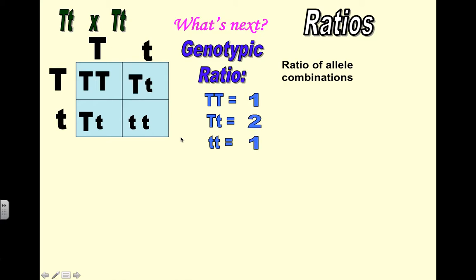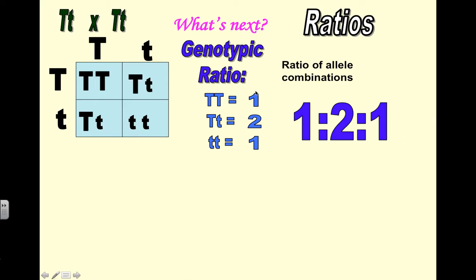So I count them up. That's what I've got. And so I'm going to write this out in ratio form. And the ratio form that we use for Punnett squares is not fractional. It would be a ratio that looks like this. We would call this 1 to 2 to 1.